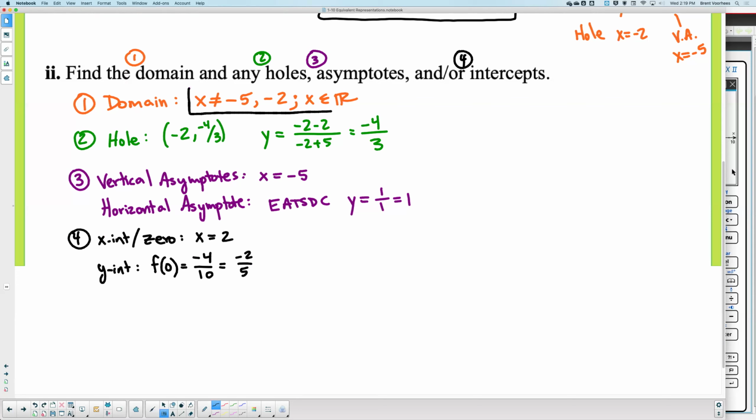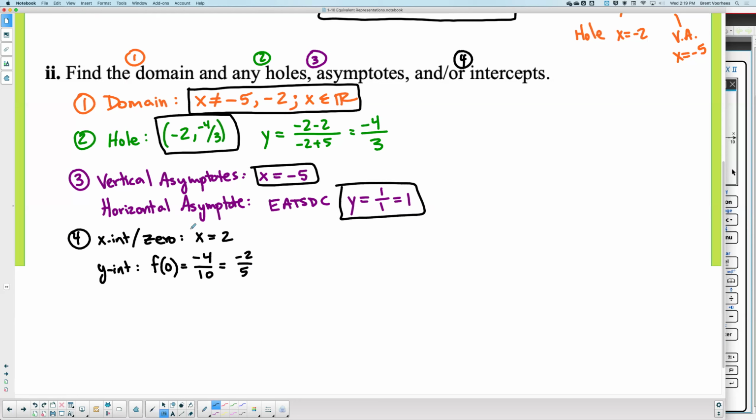I didn't box up a single one of those. Whoops. There we go.